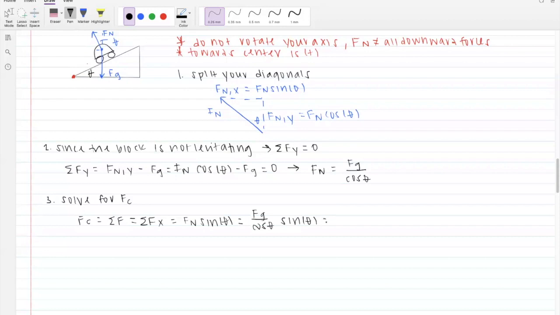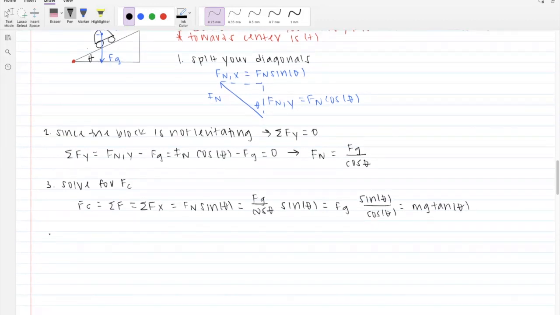Oh, well, this is interesting. Fg, let's rewrite it like such, sine theta over cosine theta is the same thing as saying tangent theta. So this is equal to force of gravity, which is equal to mg, times tangent theta.